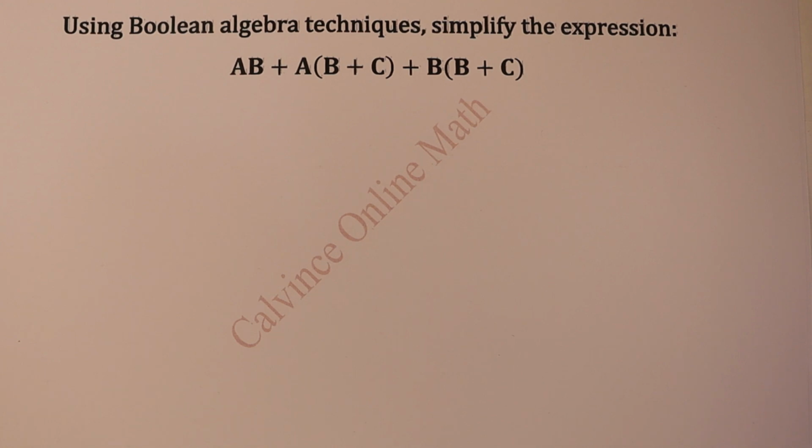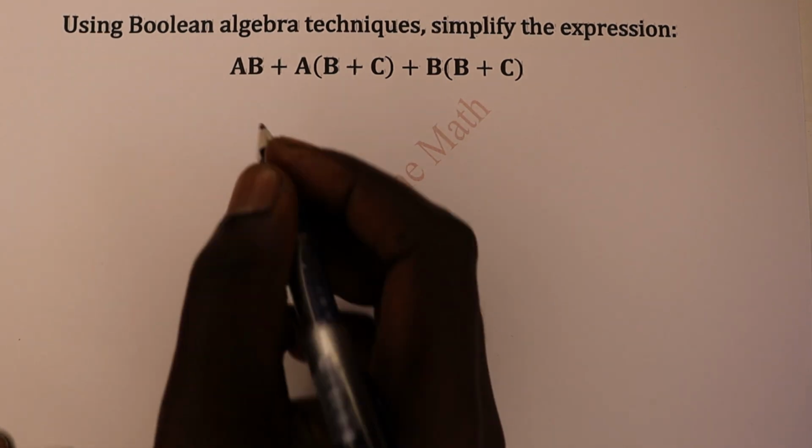Welcome to my channel. In this video, we are going to learn how to simplify Boolean expressions using the rules and laws of Boolean. So in this case, we have AB plus A into (B plus C) plus B into (B plus C). So the first thing is to use what we call the distributive law to open up the brackets.